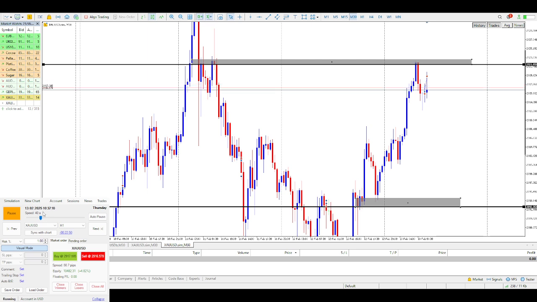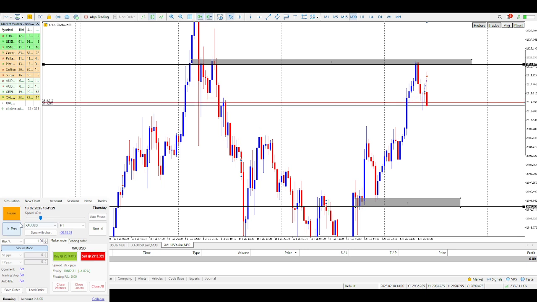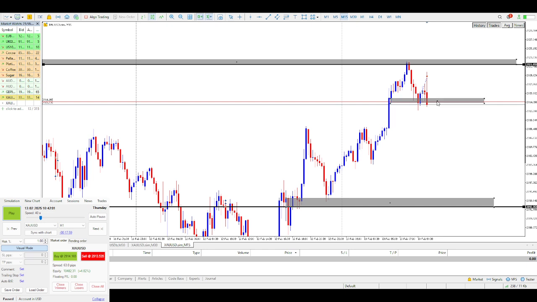So retracement, huh? There are no proper confirmation. You can see this support which price had formed. Let's go to the M15 time frame.